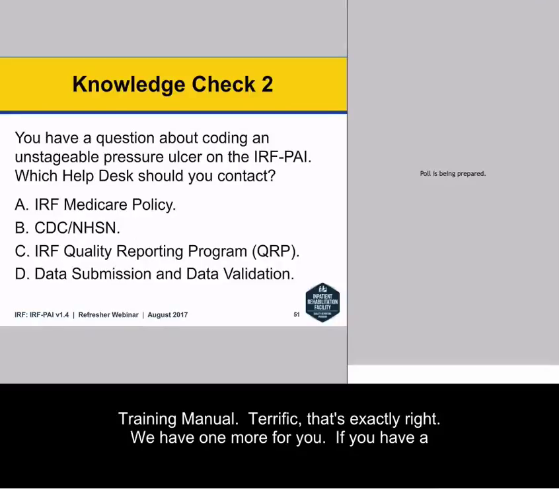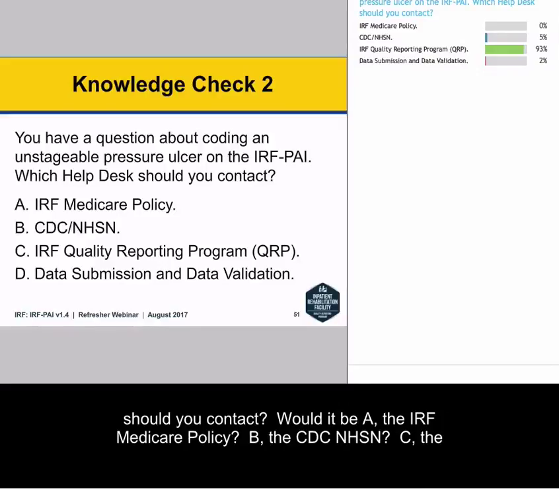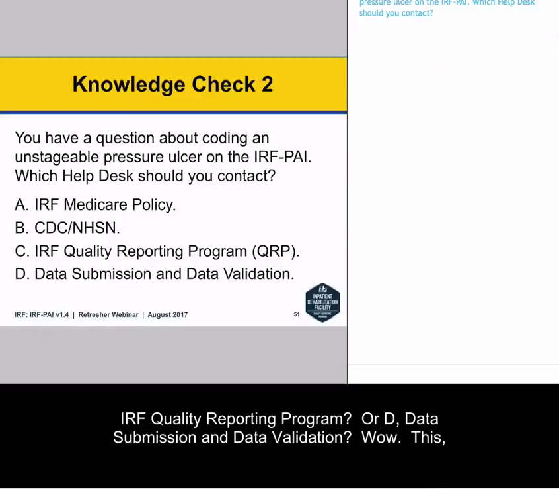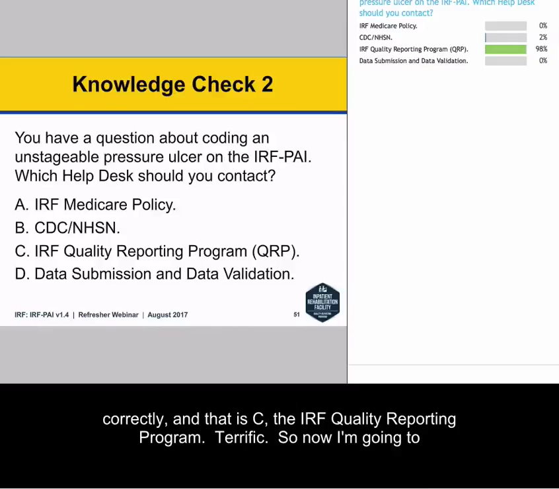If you have a question about coding an unstageable pressure ulcer on the IRF-PAI, which help desk should you contact? Would it be A, the IRF Medicare policy, B, the CDC NHSN, C, the IRF Quality Reporting Program, or D, data submission and data validation? Wow, this is a very smart group of people listening in. So it looks like 97% of the folks answered correctly, and that is C, the IRF Quality Reporting Program.